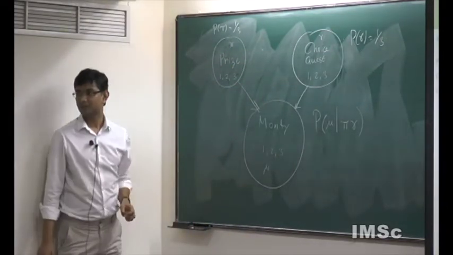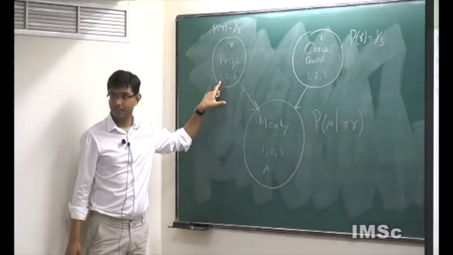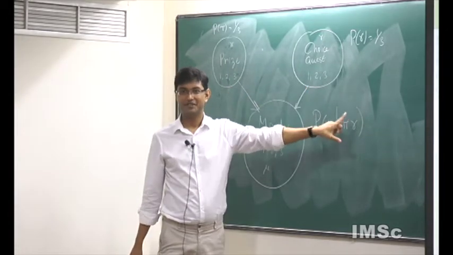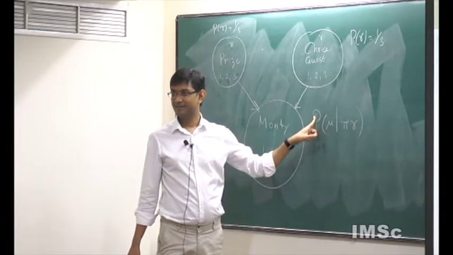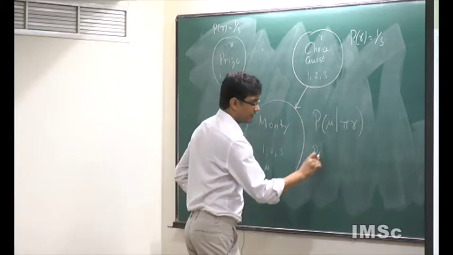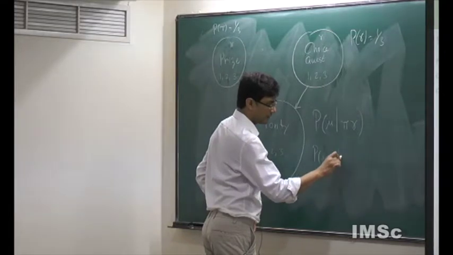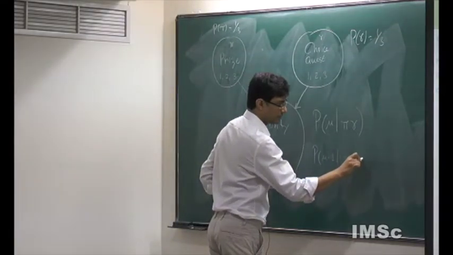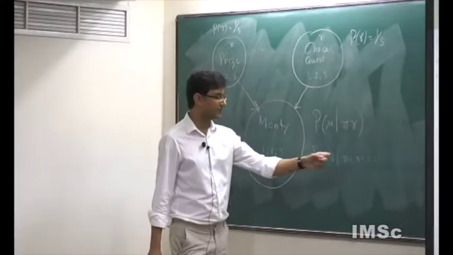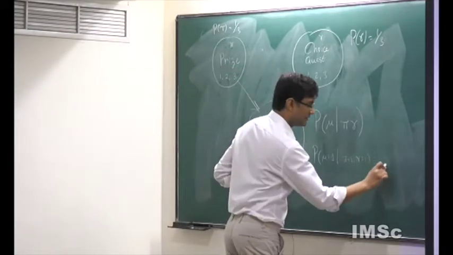Now what happens here? Can we work out this conditional probability? Suppose the price is in 1, that means pi is equal to 1, and suppose the guest chose 1. What will be Monty's choice? Will he choose 1? No, he will choose 2 or 3. Let's write down an example of one of these entries. Probability of mu is equal to 1, given pi is equal to 1 and gamma is equal to 1. What is this probability? It's 0. If the price is in 1 and I have chosen 1, Monty will never reveal that one. So this is 0.